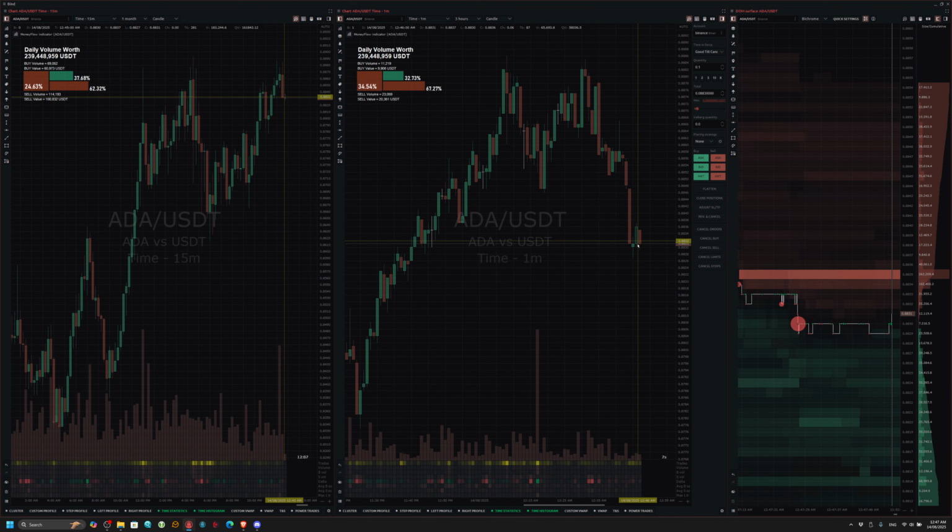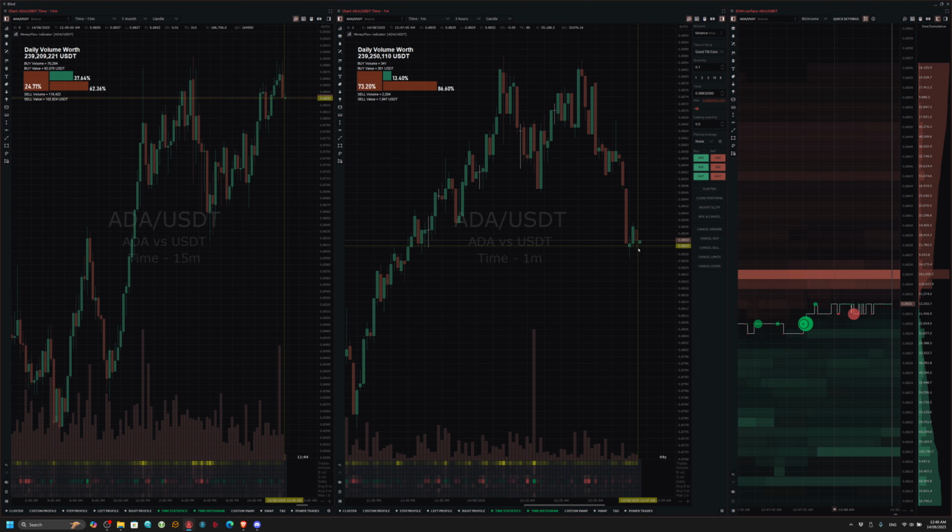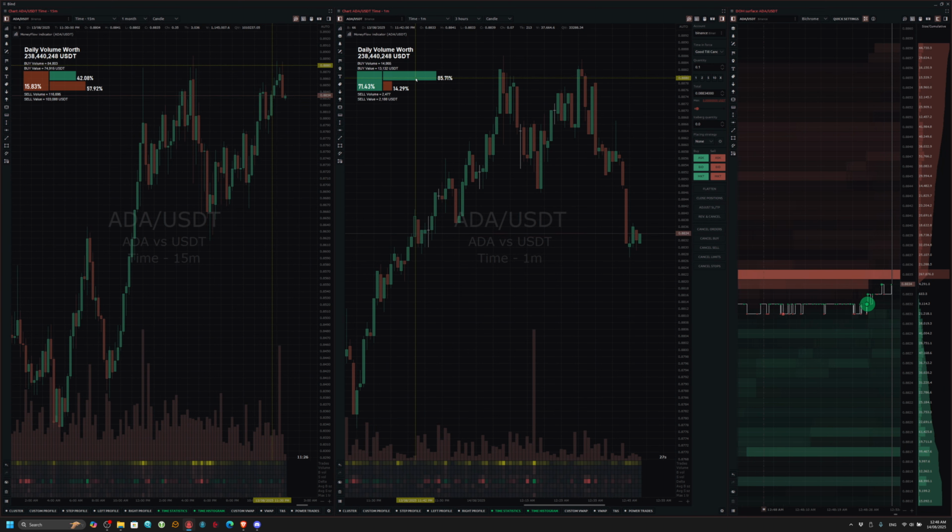Where still the sell is really high, and I'm expecting the trend to remain going down unless this changes to higher green or higher buys. Buyers are coming in now. Buyers are coming in very strongly, and the candle is expected to move up on the shorter time frame a little bit.